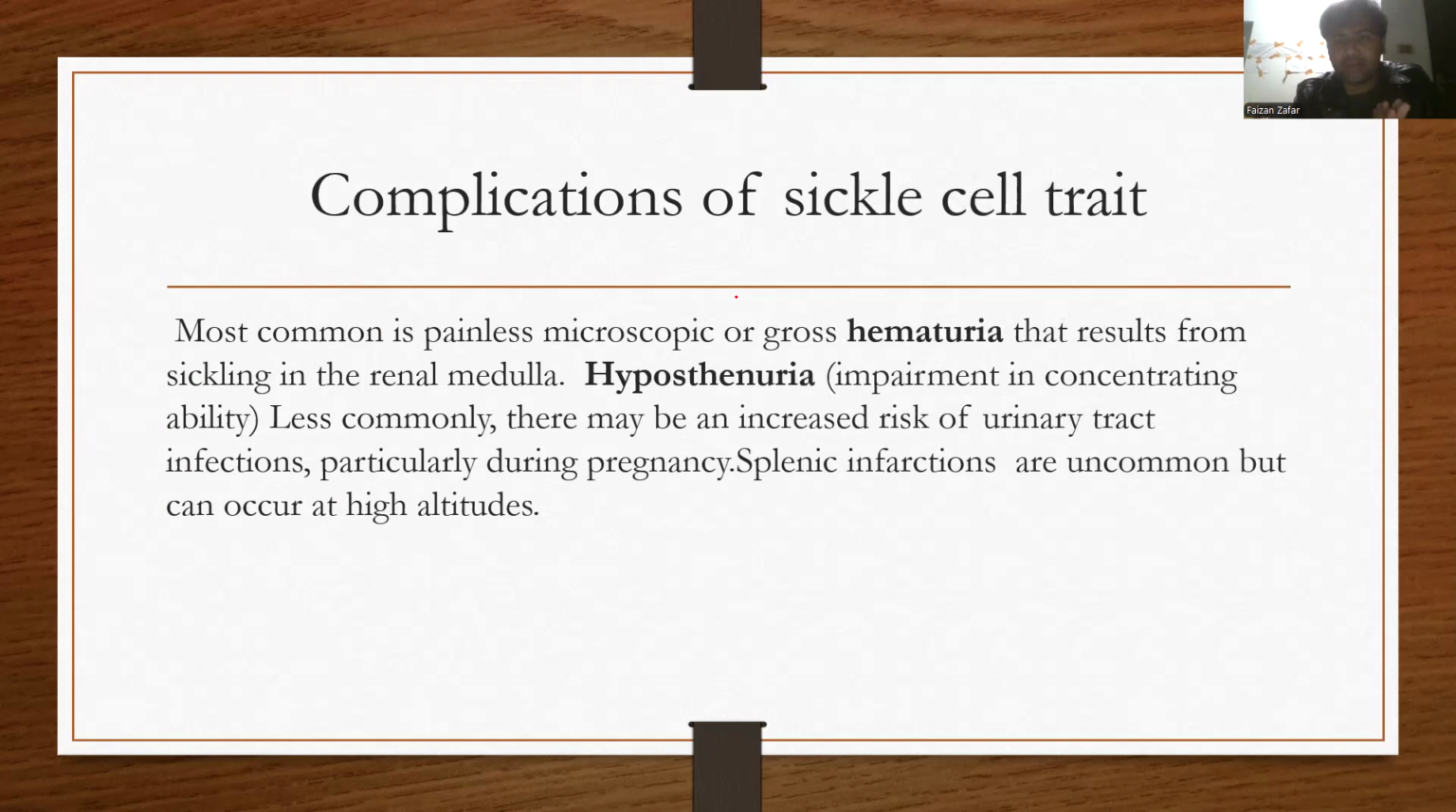Complication of the sickle cell trait. A common complication is painless hematuria. We already know about that. Gross hematuria, and why it has happened: because of sickling in the renal medulla.